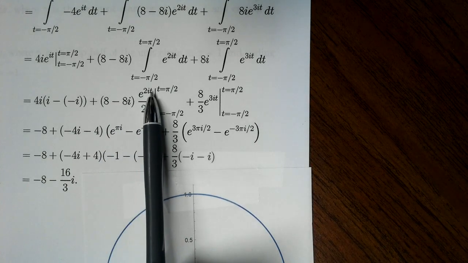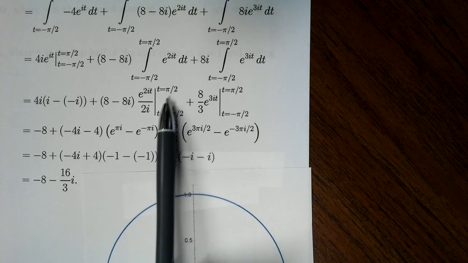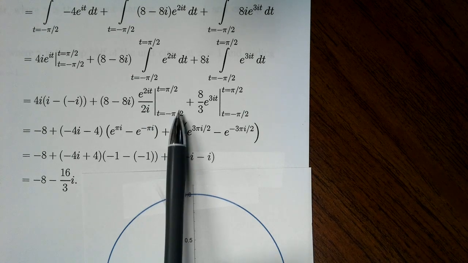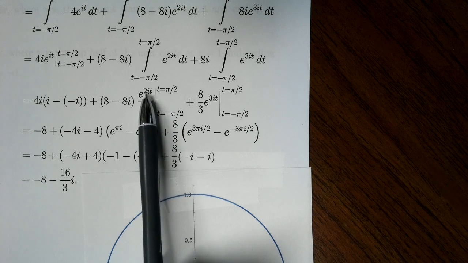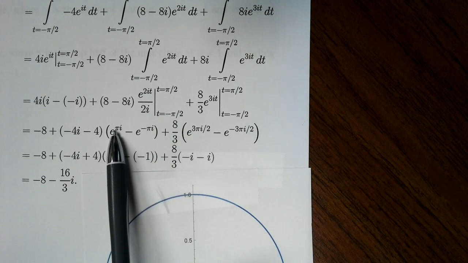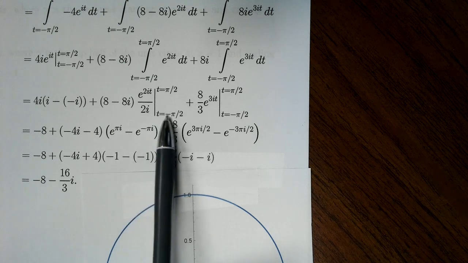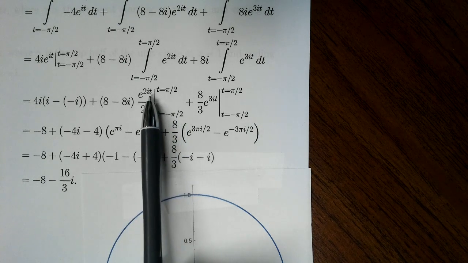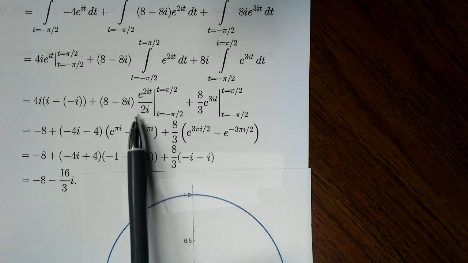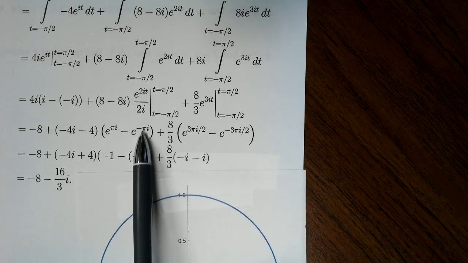We're going to take e to the 2it and substitute our endpoints in and subtract. When I substitute pi over 2 in here, because the 2's are going to cancel, I'm going to get e to the pi i. And the same thing is going to happen when I substitute minus pi over 2. I'll get e to the minus pi i.